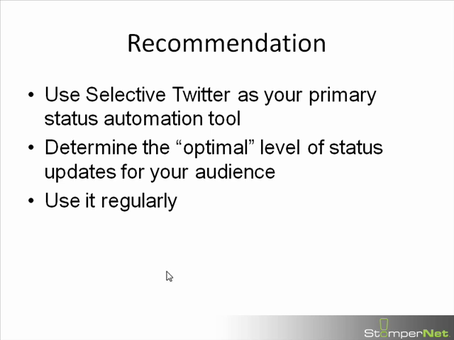So our recommendation is that you use Selective Twitter as your primary status automation tool between the two. Then think about it and actually look at the group of people who are following you and determine the optimal level of status updates for your audience, and then use it regularly. So if you determine that 2 or 3 or 5 or whatever you think is the right number, then just use it every day so that it automatically happens.